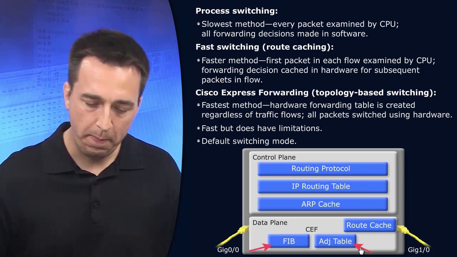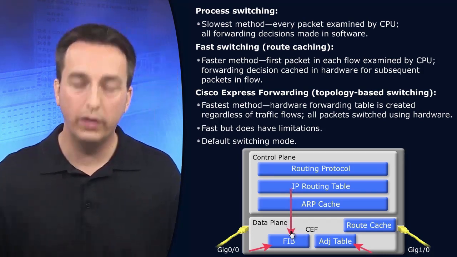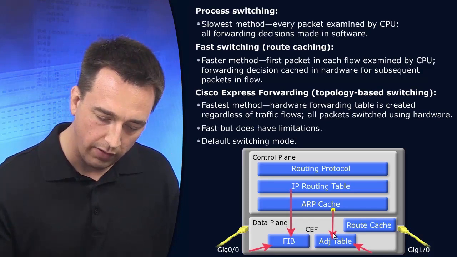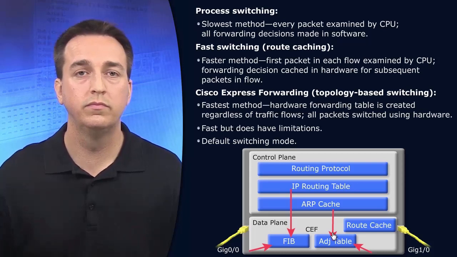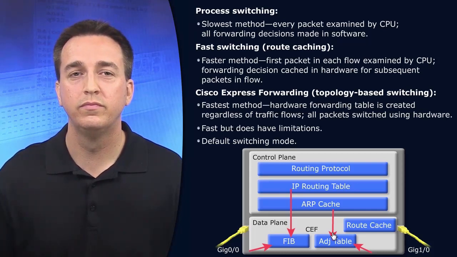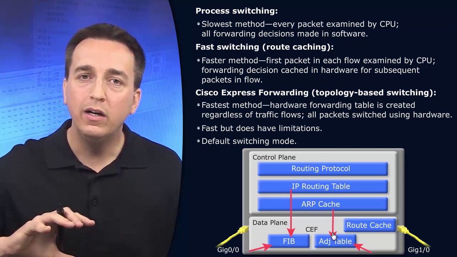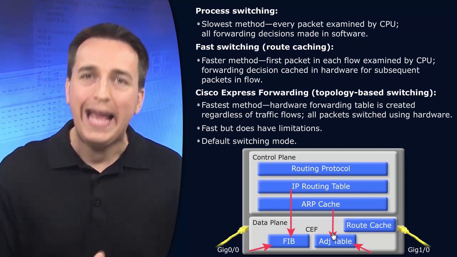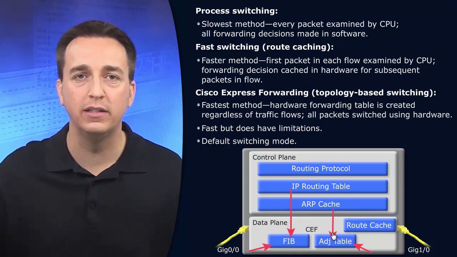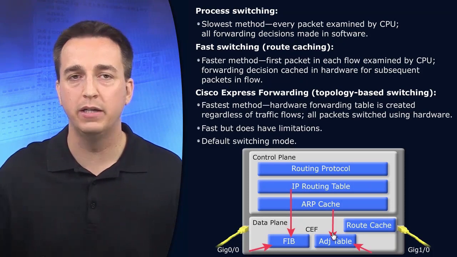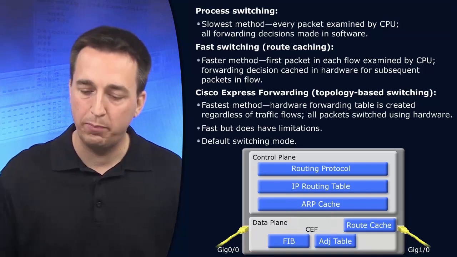What is the FIB? It is a hardware version of our IP routing table. What is the adjacency table? It's a hardware version of our ARP cache. So what happens now? Well, we create the FIB and the adjacency table ahead of time. That's what the router does. Ahead of time. That way, the information is at the data plane.